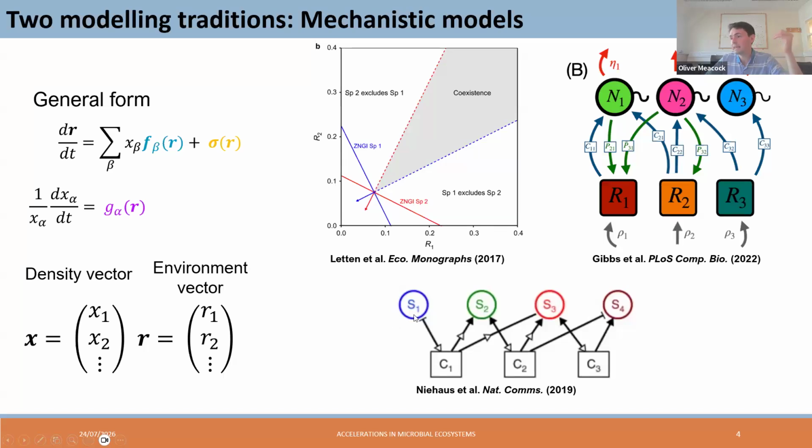And the key idea here is that we're splitting the world into these two compartments, the environment and the populations, and these two compartments can interact with each other, but they don't interact within themselves. These models have this kind of general form, which I will come back to later and explain more thoroughly, but there's lots of different studies out there that use this kind of approach.